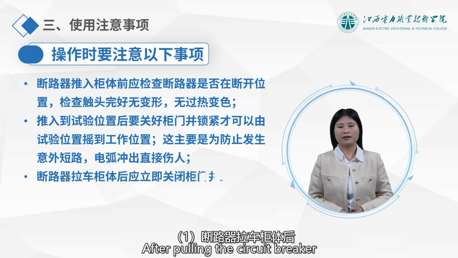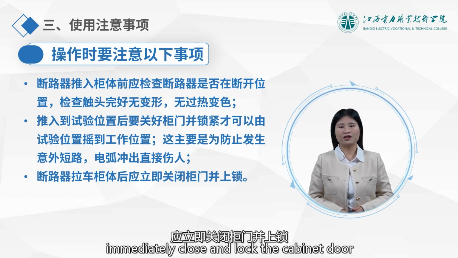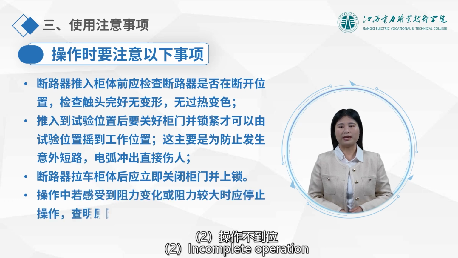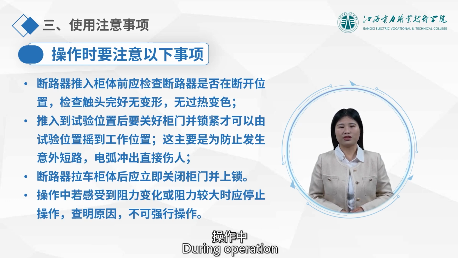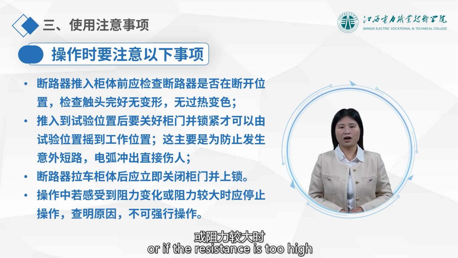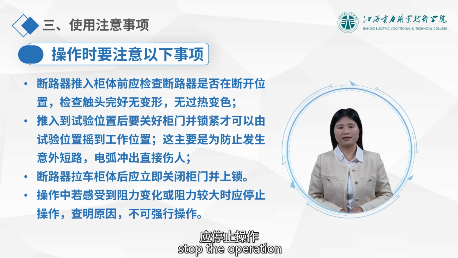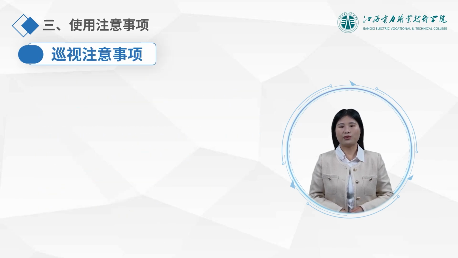After pulling the circuit breaker cart out of the cabinet, immediately close and lock the cabinet door. Incomplete operation can easily cause overheating and equipment failure. During operation, if you feel a change in resistance or if the resistance is too high, stop the operation. Find out the cause. Do not force the operation.